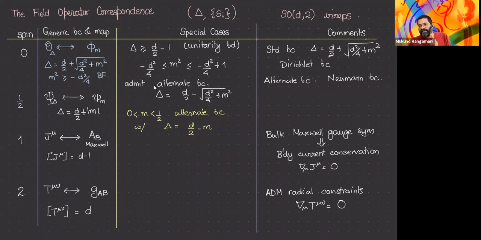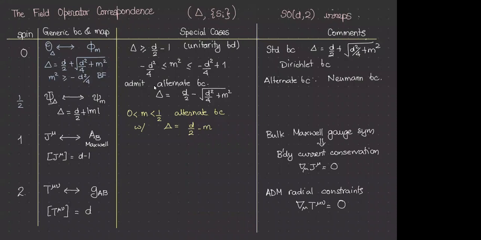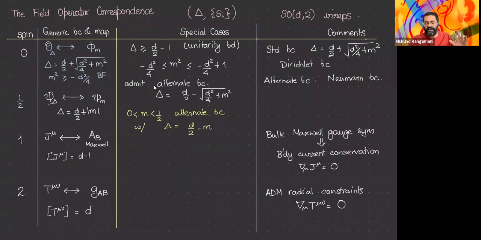And that's the basic entry in the dictionary. It says that for every operator in the conformal field theory, which is completely prescribed by representations under the conformal symmetry group SO(d,2), there's a corresponding field in the bulk, and those corresponding fields have quantum numbers which are in one-to-one correspondence with the data of the appropriate operator in the boundary.